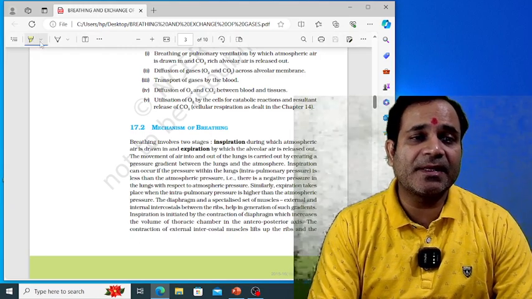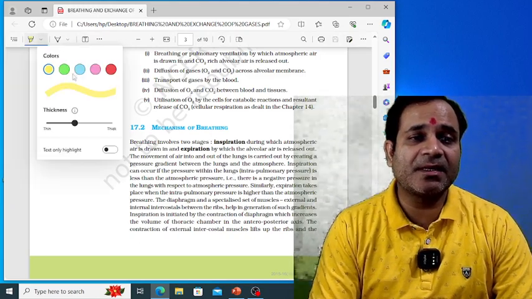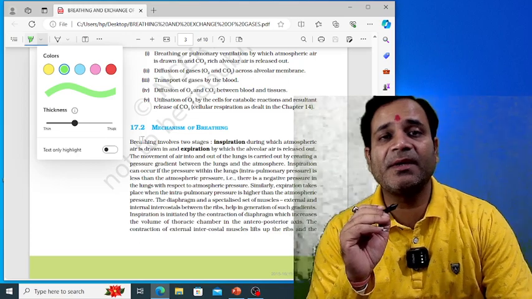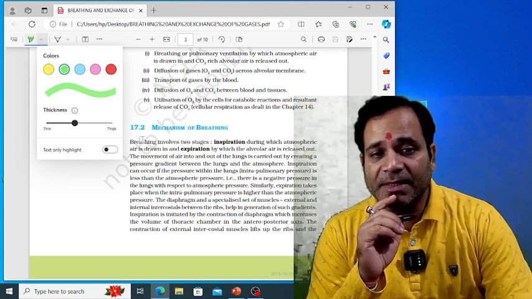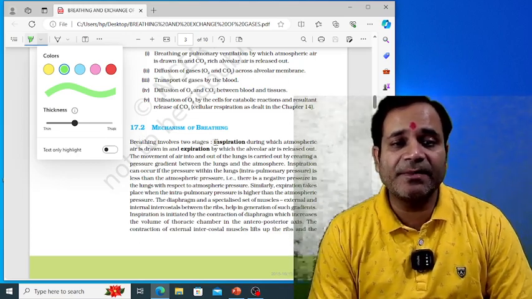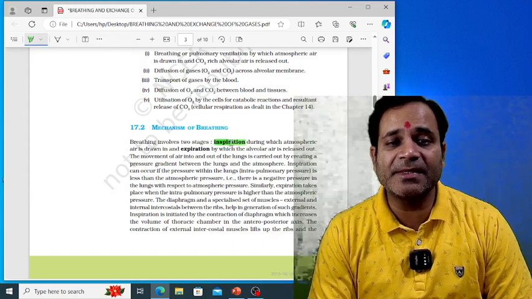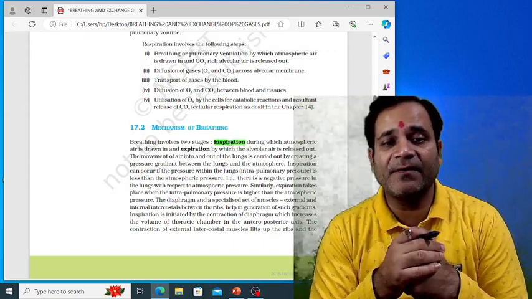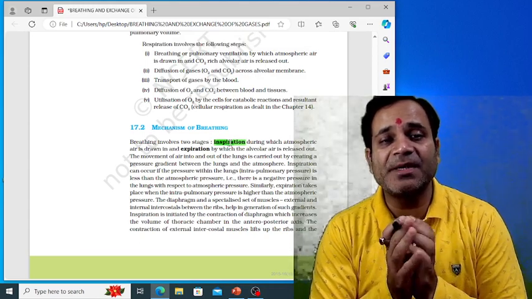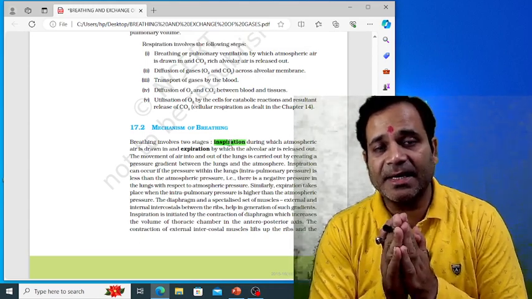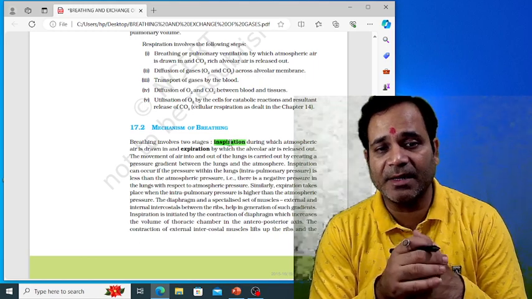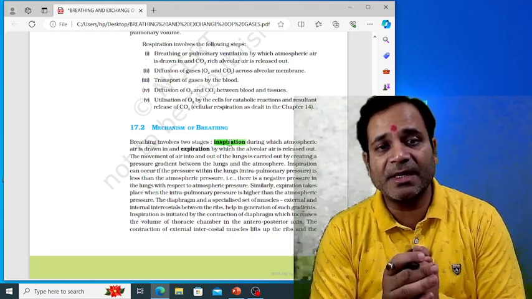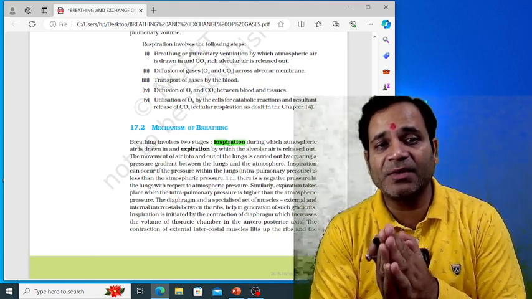These two things are very important to understand: how inspiration and expiration will take place, my dear. Whenever I say the term inspiration, it means taking in oxygen. And whenever I say the term expiration, it means we exhale carbon dioxide. But now the question is how this inspiration and expiration will take place.